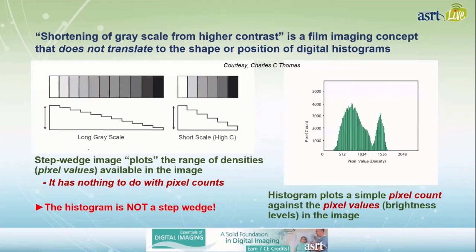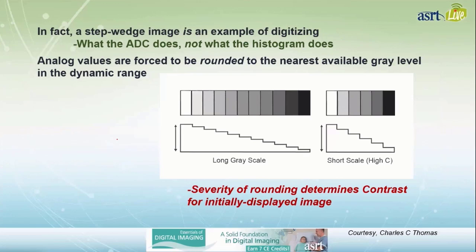On the left here, we see some representations of the old step wedges that you used with the old film screen technology. And you can see, of course, the step wedge image. What it really plots is the range of densities or pixel values available in the image, but it's not making a count of pixels. It's not a histogram. It has nothing to do with pixel counts. The histogram on the right plots a simple count of pixel values against pixel levels in the image. The histogram is not a step wedge.